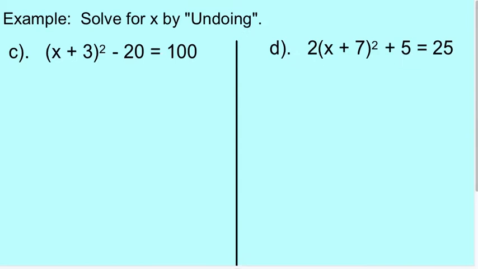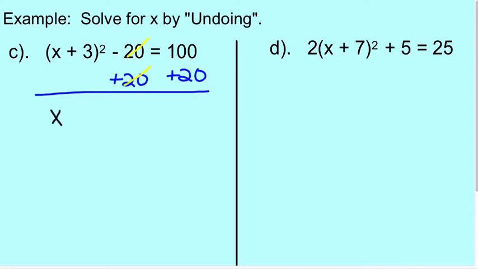Last 2 examples. We want to remove the 20 first. So we'll add 20 to both sides. So on the left, we're left with x plus 3 all squared equals, and then 100 plus 20 is 120.